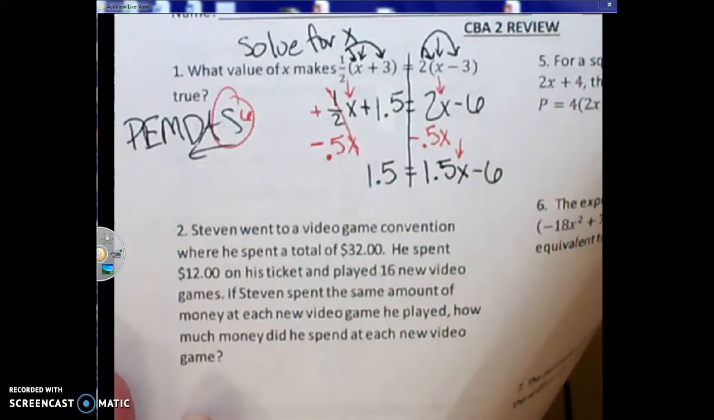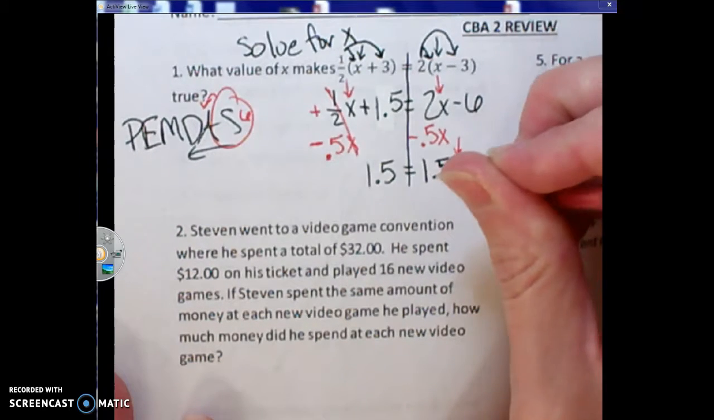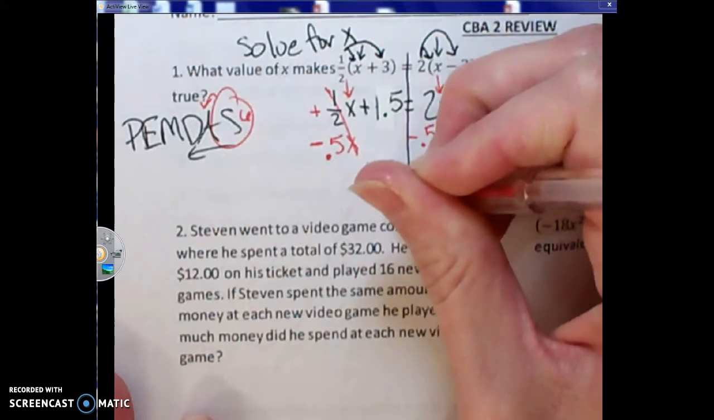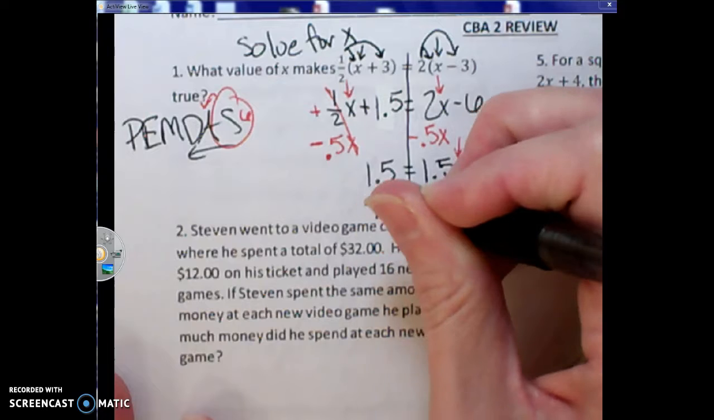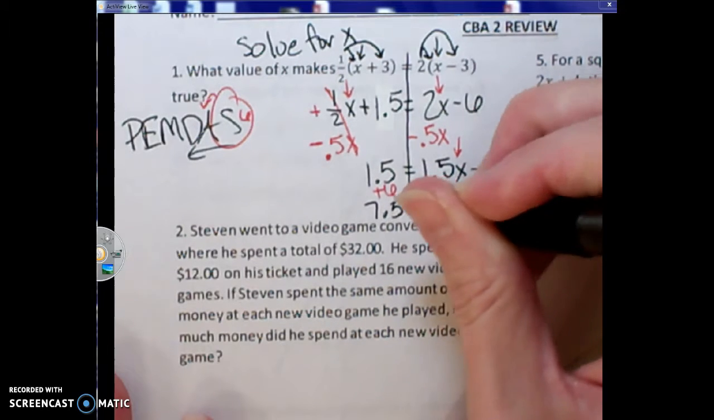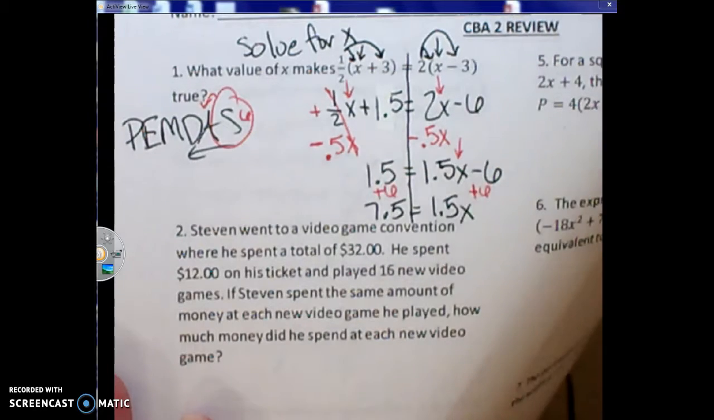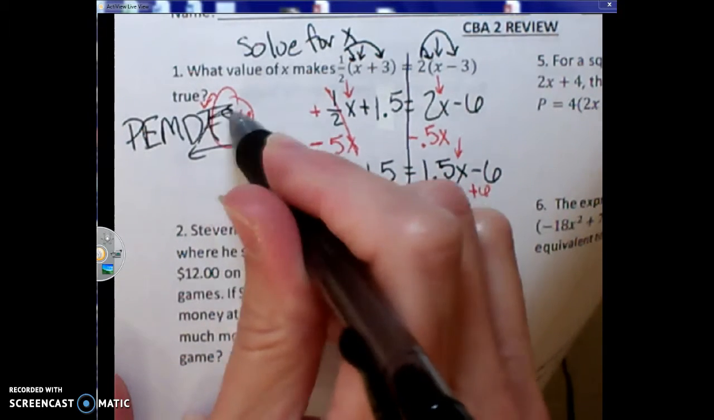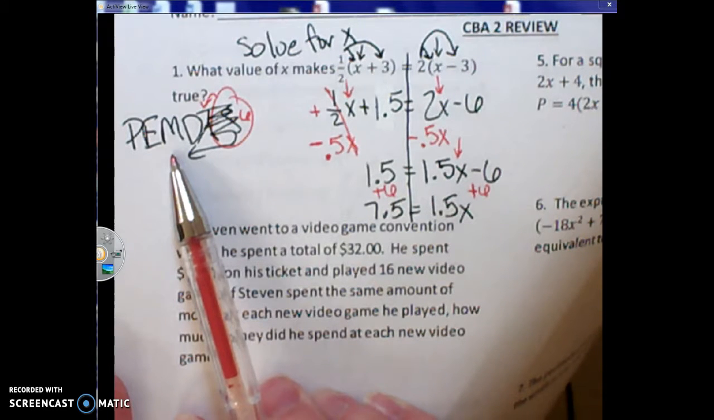If they're subtracting, in order to get rid of it, we would have to add. So I'm going to add 6 to both sides. So you get 7.5 equals 1.5x. Once you've taken care of the addition and the subtraction piece, you move on and look for any multiplication or division. Again, you're looking at your x.